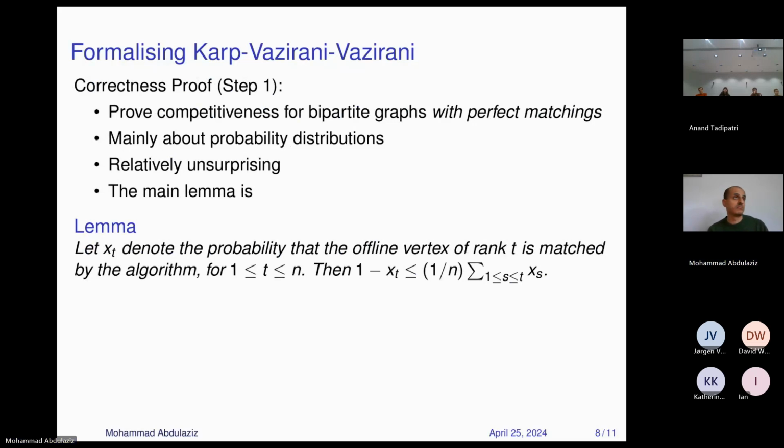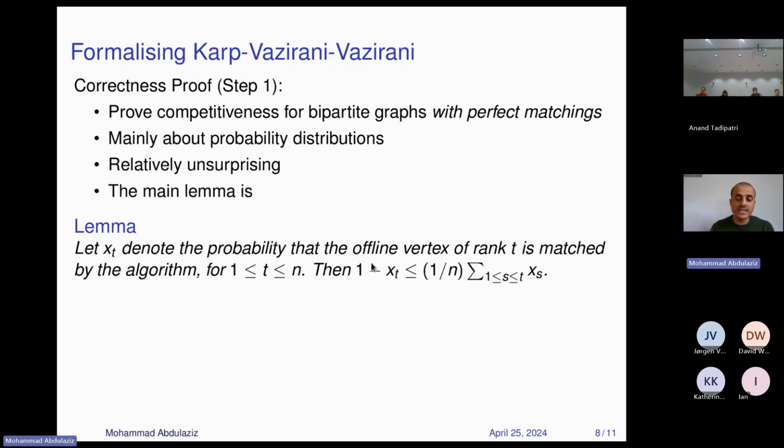The only thing that might be interesting in this part of the proof is how you reason about random probability distributions in a formal setting, and also algorithms that are represented as probability distributions.